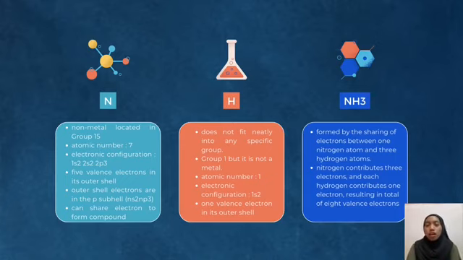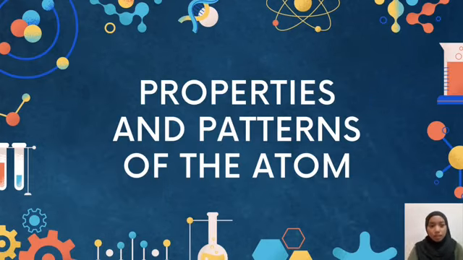Lastly, NH3. NH3 can form by the sharing of electrons between 1 nitrogen atom and 3 hydrogen atoms. Nitrogen contributes 3 electrons and each hydrogen contributes 1 electron, resulting in a total of 8 valence electrons in the compound. Then I will discuss the properties and benefits of the atoms.